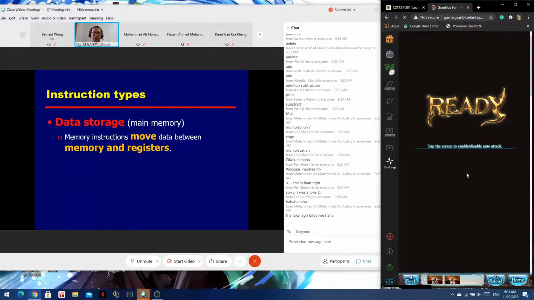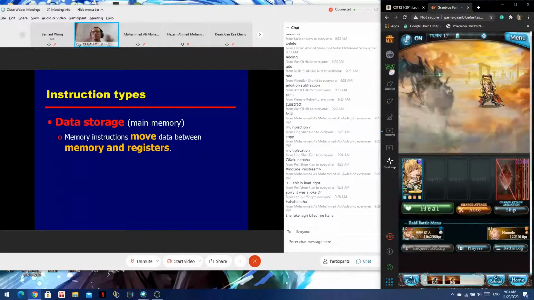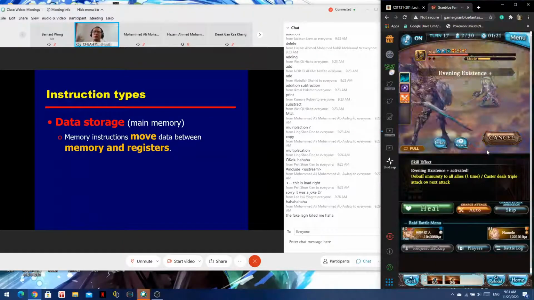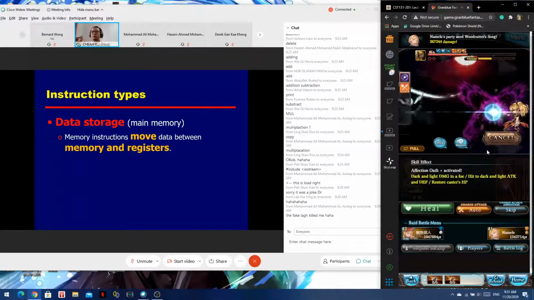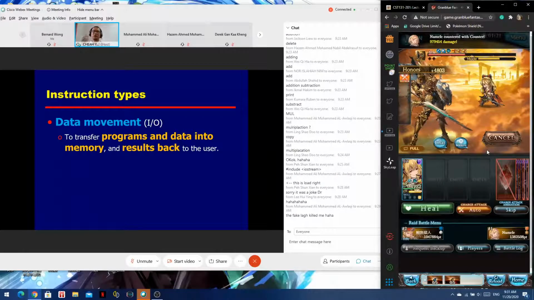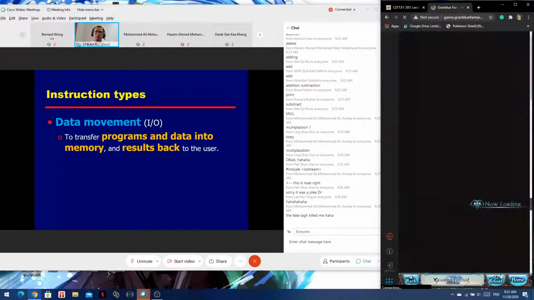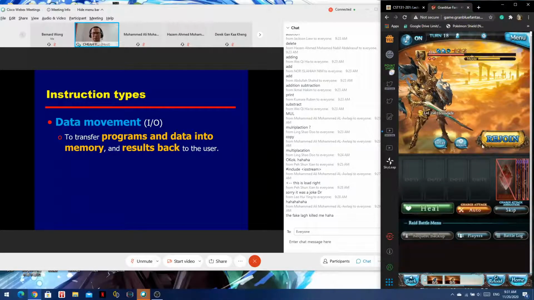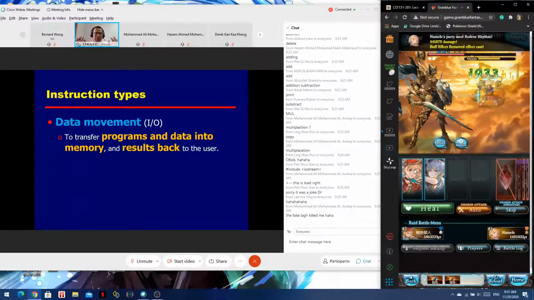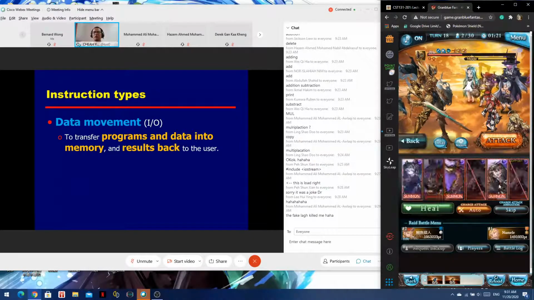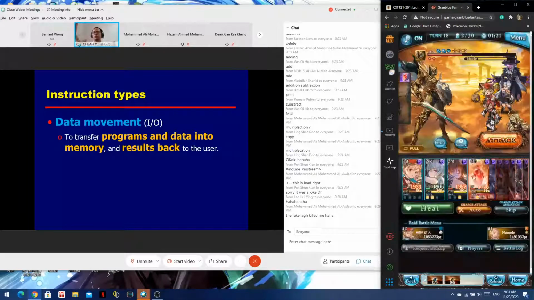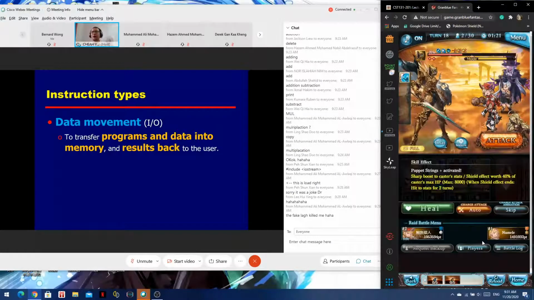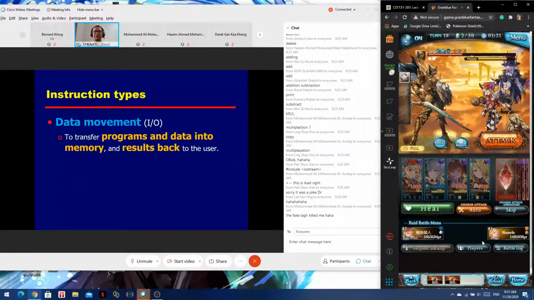The second group here is storage. Storage, moving data around. It could be memory related, or it could be register related, but you need some of these instructions to do that. The third one is data movement. This one involves I/O. It might be from the mouse, it can be from the keyboard, it can be to the printer, to the monitor, and so on. So it transfers program and data into memory and results back. This is to the memory. But there might be also other I/O related movements to the keyboard and all that type of stuff.